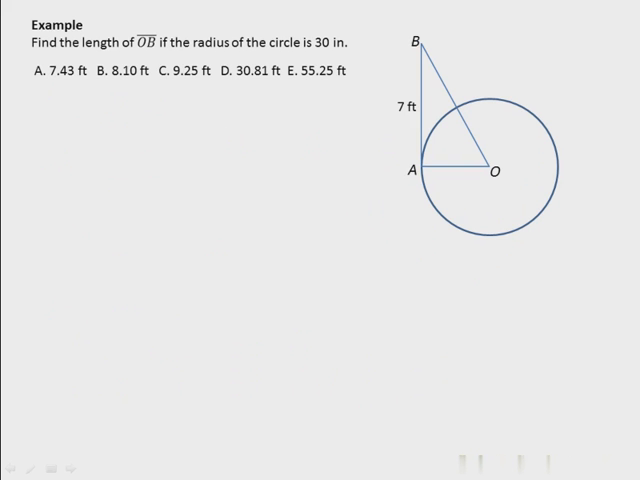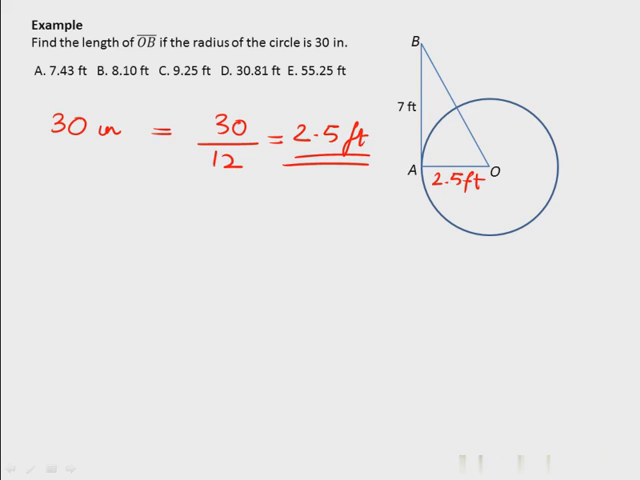Find the length of OB if the radius of the circle is 30 inches. Firstly, everything is given in feet, so I'll convert 30 inches to feet. 30 divided by 12, that's 2.5 feet. So the radius is 2.5 feet. Now I'm not going to mess up on units.